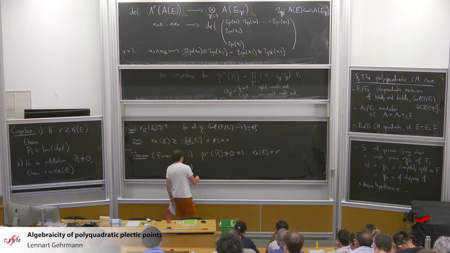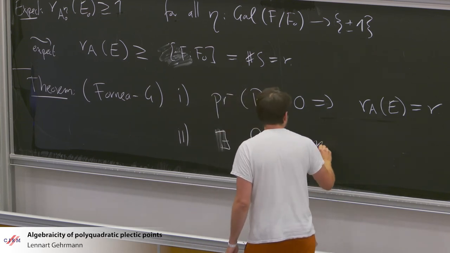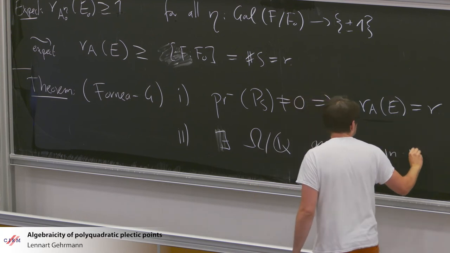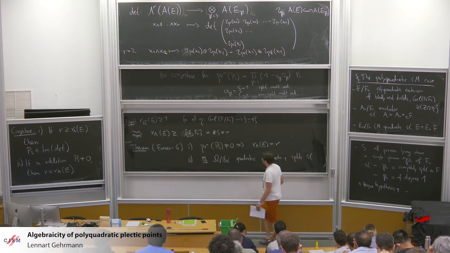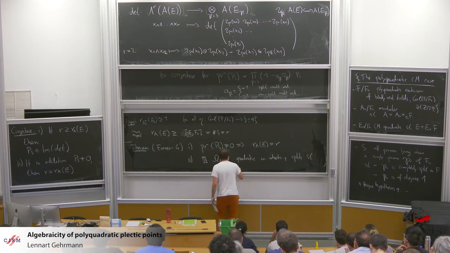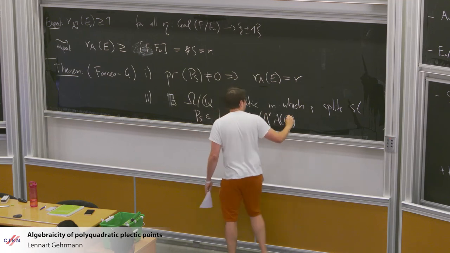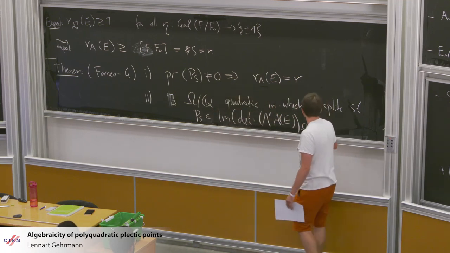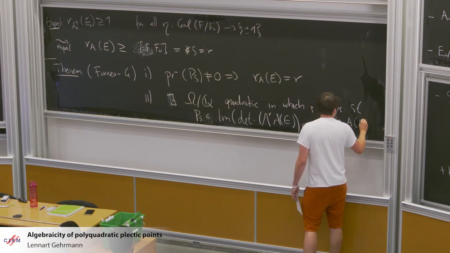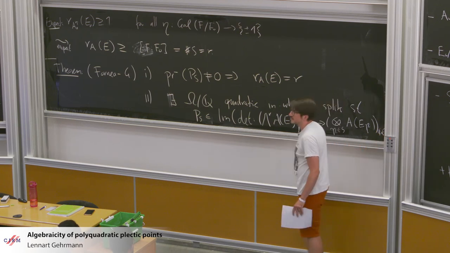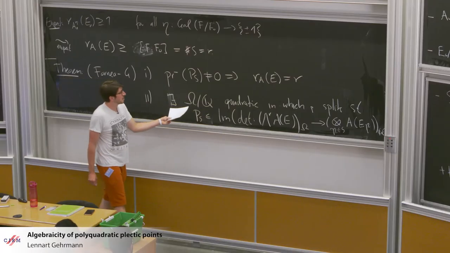it's almost true. So there exists a quadratic field extension Omega over Q, in which p splits, such that our point P_S is in the image of this determinant map, if we take the exterior power of A(E), but we tensor with this Omega and not only with Q, and go inside this tensor product of A(E_p) over Q. So it's almost a conjecture up to some quadratic extension.